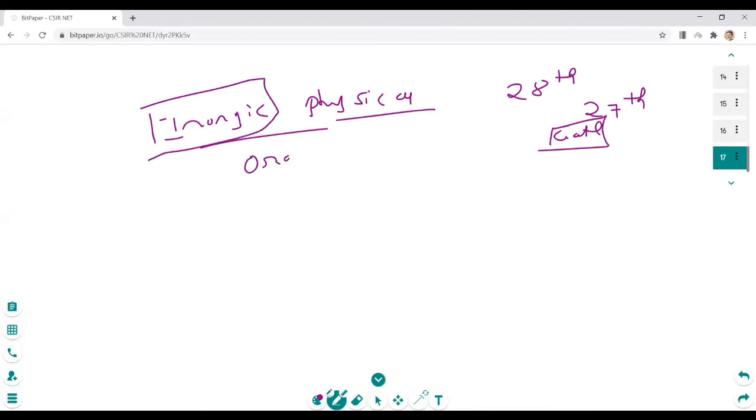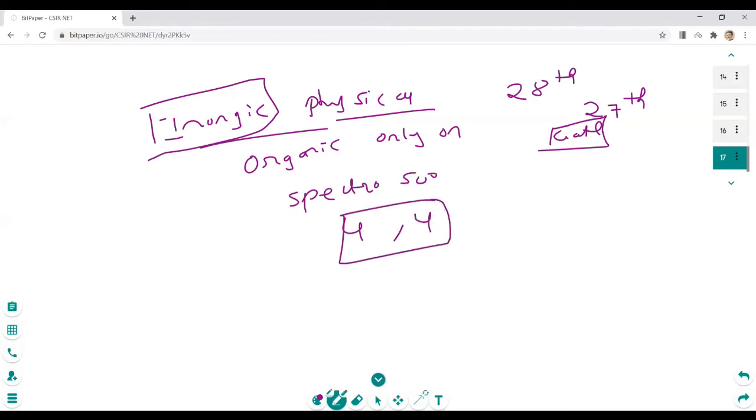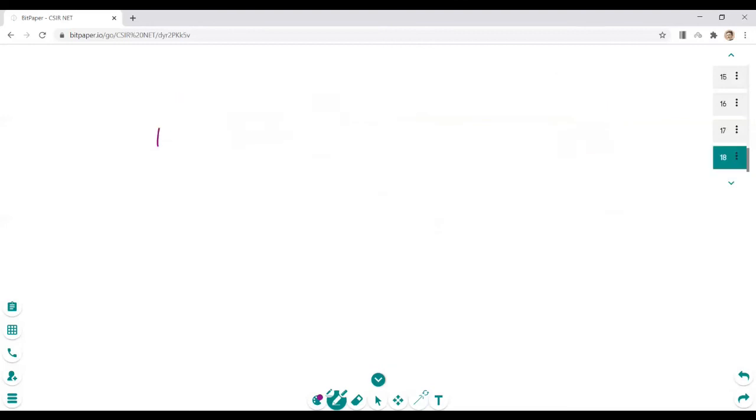In organic, I focused only on spectroscopy. There will be one problem of 4 marks, generally 2, I can say. 2 four-mark problems and at least 2 two-mark questions, so there will be 8 plus 4, at least 10 to 12 marks on spectroscopy. What all the spectroscopy do you have to learn? You have to learn NMR, IR, and mass.